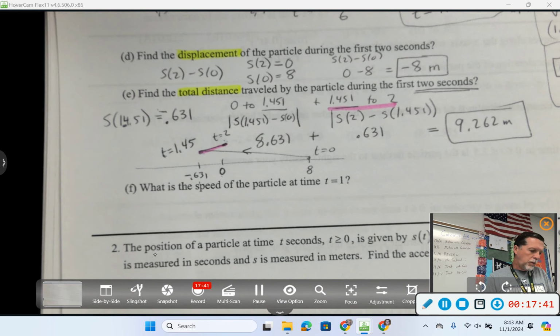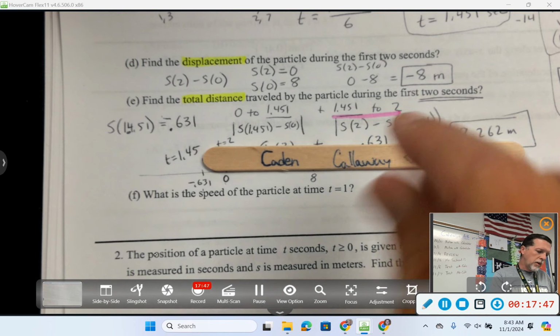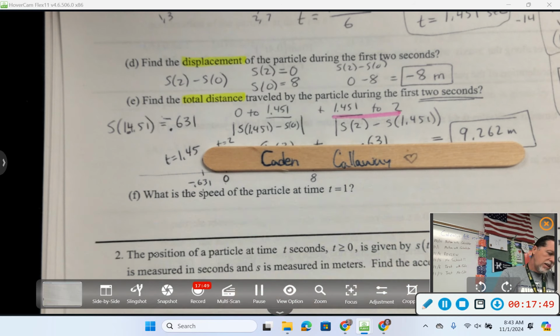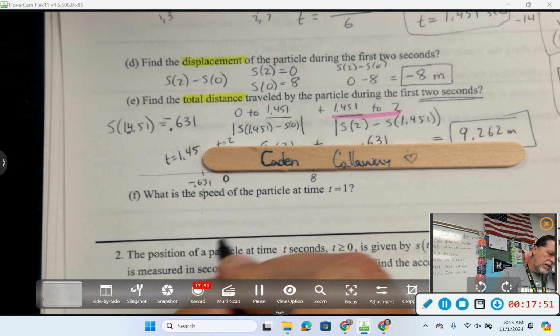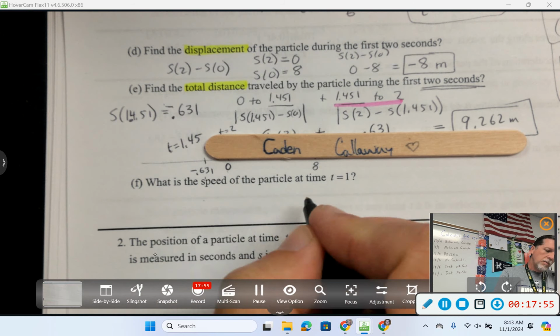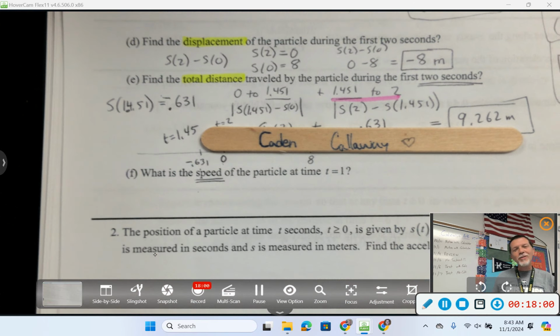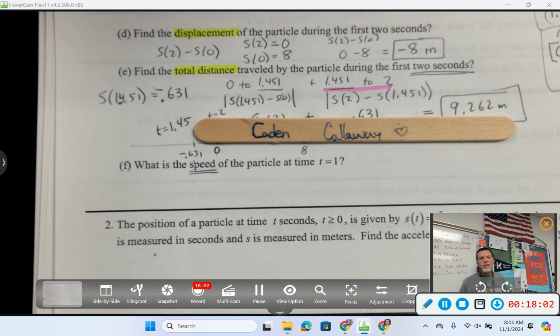Right, the speed of the particle at time 1. Caden, what should I do to get the speed of the particle at time 1? Just plug in 1 for S of t. Plug in 1 for where? Oh, that's a little misleading, I guess, because S isn't speed. It's velocity. S is position. Just plug it into velocity. So let's plug it into velocity.